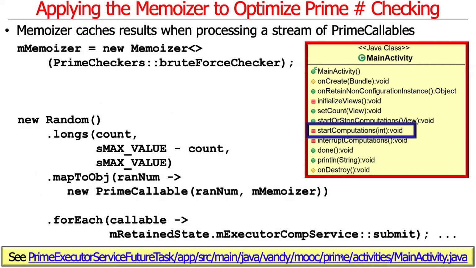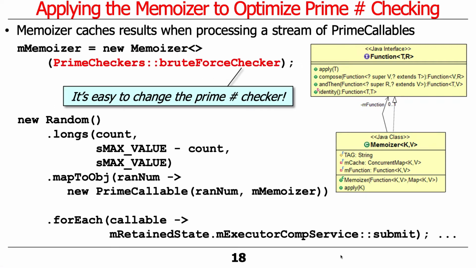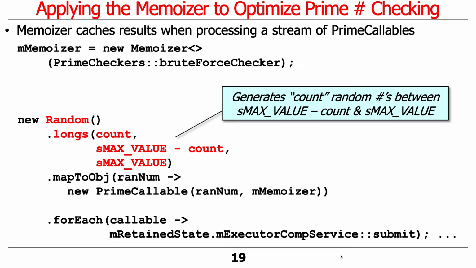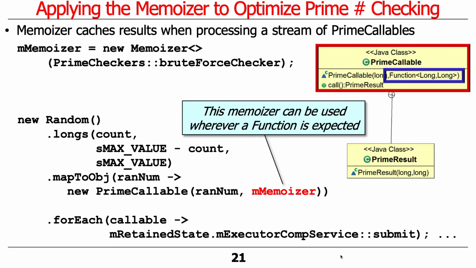Here's really the main activity logic when you start the computations. We have a Memoizer, which is going to cache the results in the hash map. And you can change the PrimeChecker. You could make it some other PrimeChecker besides this one. You could make it an efficient PrimeChecker or whatever. We generate a range of longs between a certain value set, so we get duplicates. We convert those long random numbers into prime callables, passing in the Memoizer. So it'll optimize it transparently. That's super cool because this code doesn't really know or care that that optimization is being done. It works just the same way as it did before.